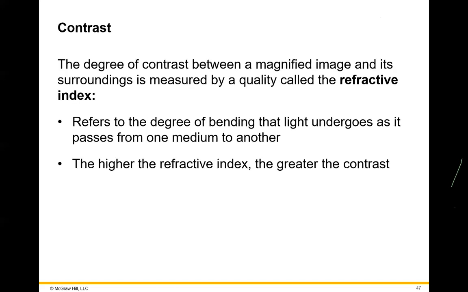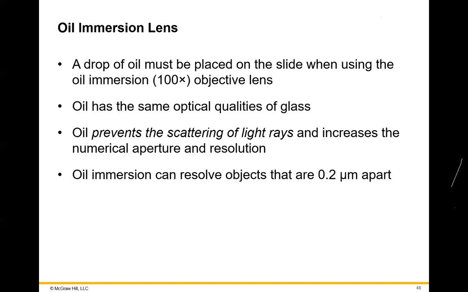Kind of already talked about contrast. And so this is getting into oil immersion. So we use oil to mimic the glass as much as possible.